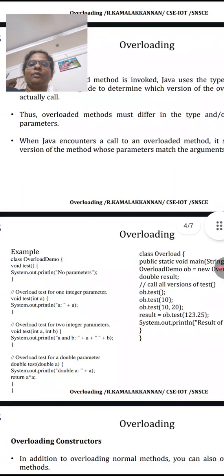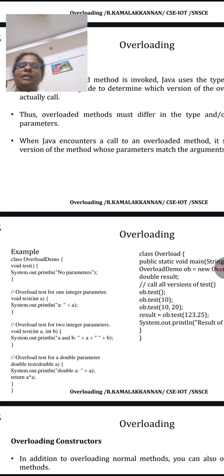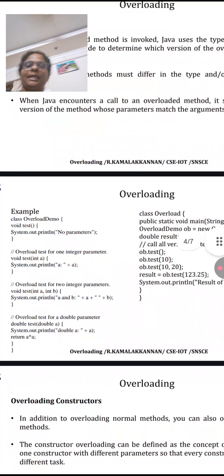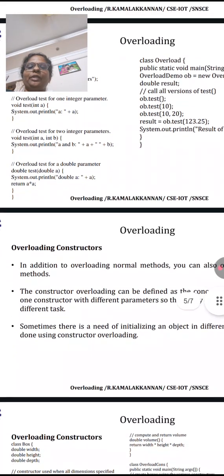So here in overloading, in the example, we are creating a class and under the class we are creating multiple methods in the same class with the same name. So many attributes can be accessed in the different methods in the same object of the class. So there is constructor overloading, and there is overloading of normal methods.